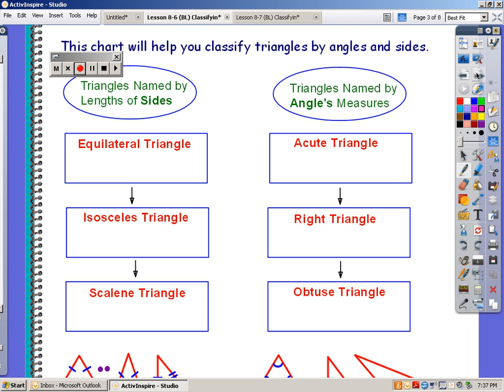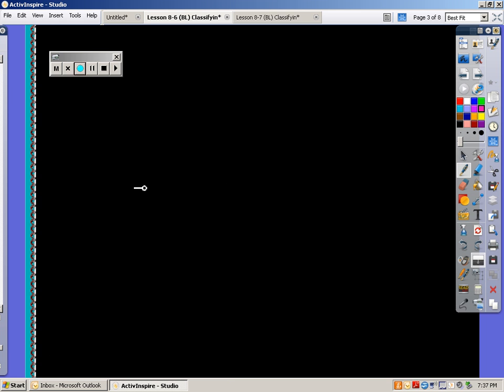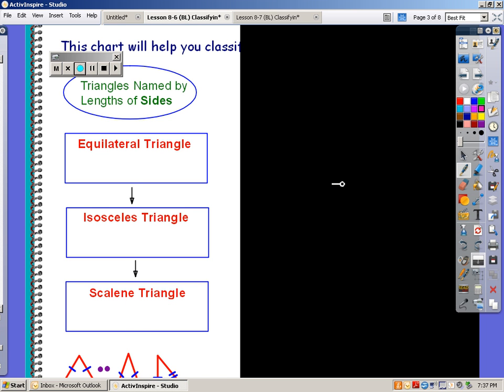You have this piece of paper that I gave you. All you need to do is to fill it in. And this chart will help you work through as you classify. I would keep it handy. We're going to actually start over here on the left with classifying triangles by their sides. So you can fill these in as I go.